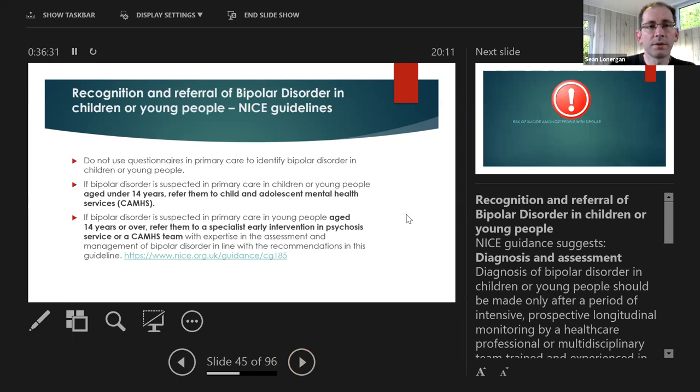In terms of recognition and referral of bipolar disorder in children or young people, NICE guidelines have some very specific differences. One is the MDQ is not recommended, so do not use questionnaires in primary care to identify bipolar disorder in children or young people. That's only for adults. If bipolar disorder is suspected in primary care in children or young people aged under 14 years, refer them to a Child and Adolescent Mental Health Service, CAMHS. If bipolar disorder is suspected in young people aged 14 years or over, refer them to a specialist early intervention and psychosis service or a CAMHS team, depending on what's available to you, with expertise in the assessment and management of bipolar disorder in line with the recommendations in this guideline.